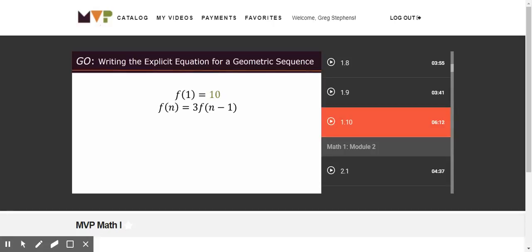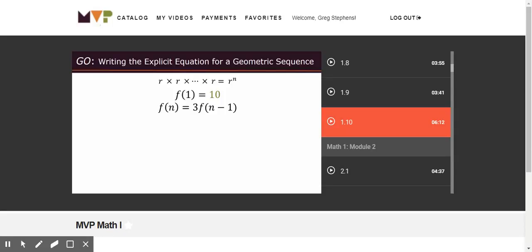You have been writing the explicit equation for a geometric sequence since task 1.7. Recall that the explicit equation is based on the rule for repeated multiplication. r times r times r, and so on, equals r to the nth power, where n is the number of times r was multiplied by itself.